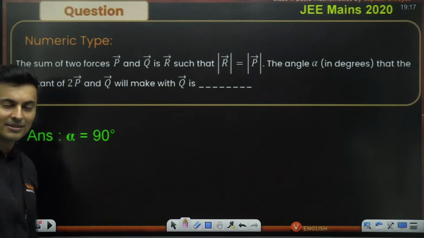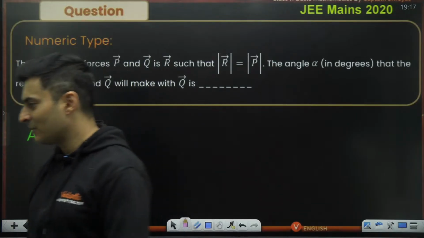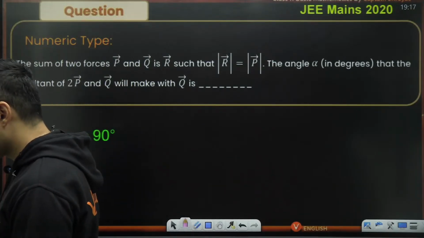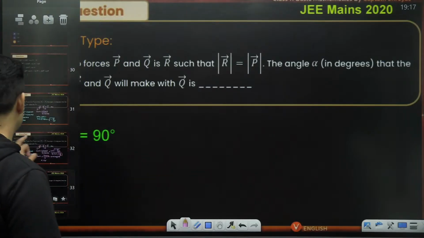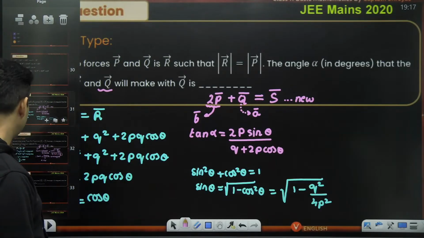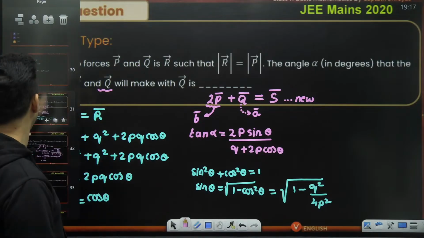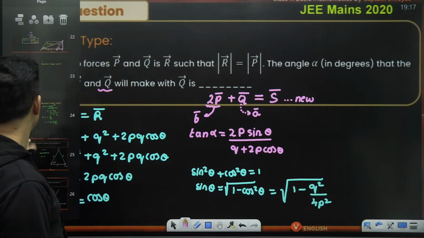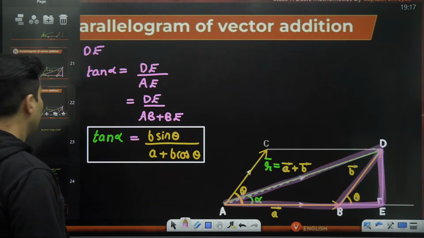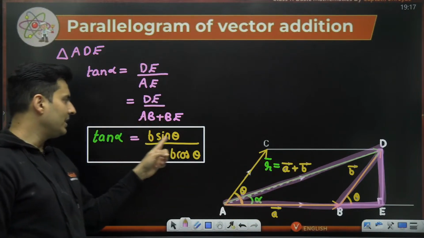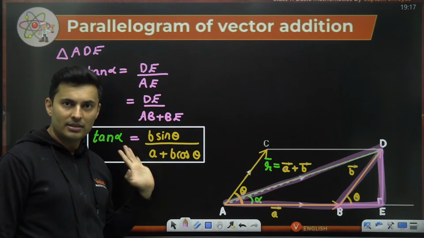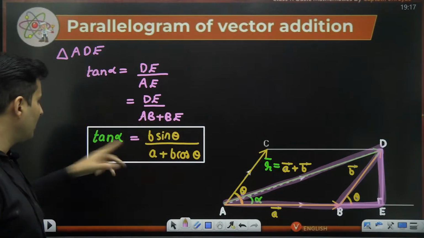So that was your answer. This is the actual JEE question, completely application based. Perfect. Sir, the second part you didn't understand. See, the second part, we have to use this formula. If you want to find the angle made by the resultant, the formula is b sine theta by a plus b cos theta. Remember, we just derived it.